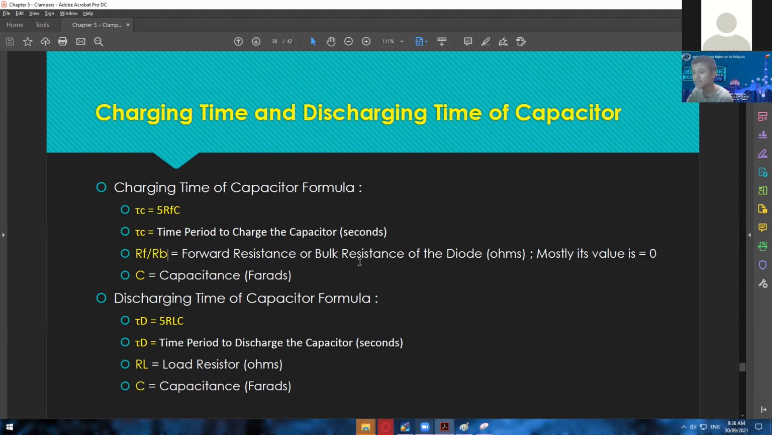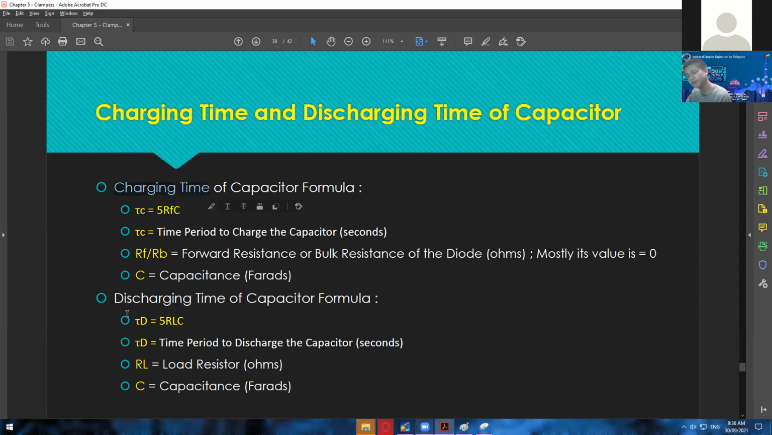So this one is just the same as the bulk resistance. Those two are just the same, so don't get confused with those two. So 5 times RF or RB times C, which is the capacitance. This is the thing that you guys need to memorize when it comes to charging time.